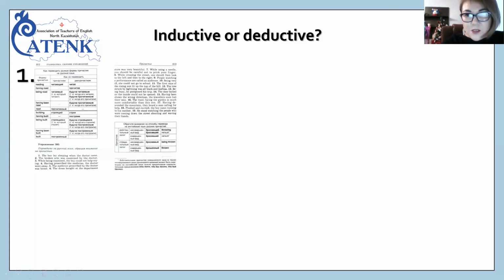You can write in the chat. Do you think it's inductive or deductive? It's too small, Albina. And what is the task for the first table? To complete it or to do what? No, just look at how the material was introduced. Do you think it's an inductive way or a deductive way? How, in general, was this material introduced?